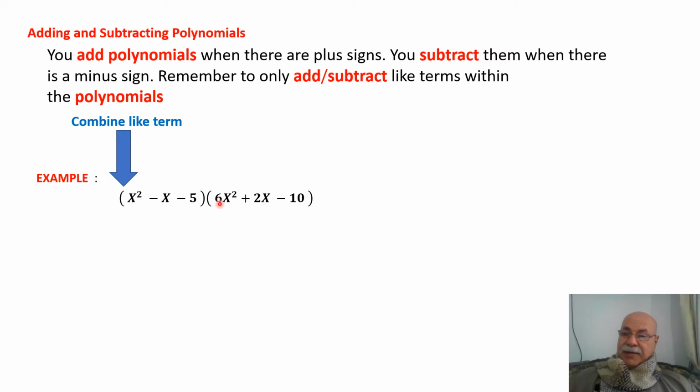نريد أن نجمع هذه القوسين. هذا قوس متعدد الحدود وهذا قوس متعدد الحدود. This bracket is a polynomial and this bracket is a polynomial. We want to add both together.